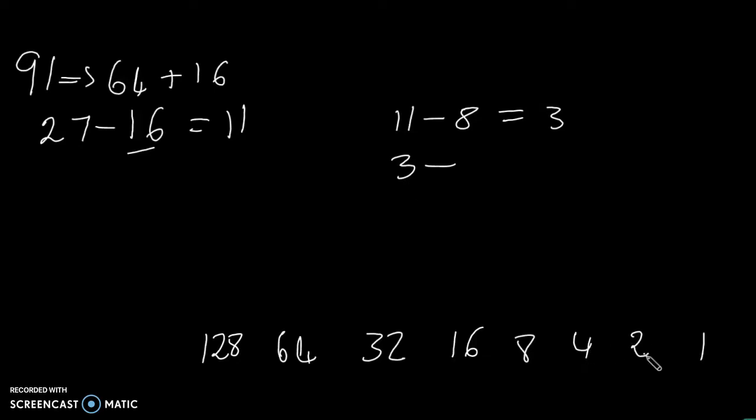It cannot be 4. It is 2, the number that we're looking for. And we're left with 1. Then from 1, that will be minus 1, giving us 0.